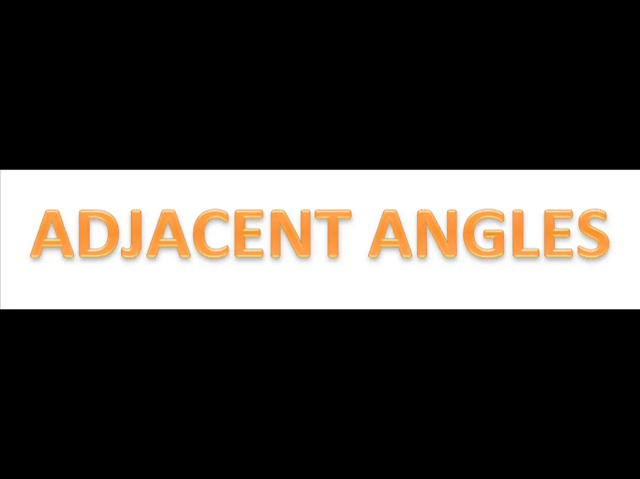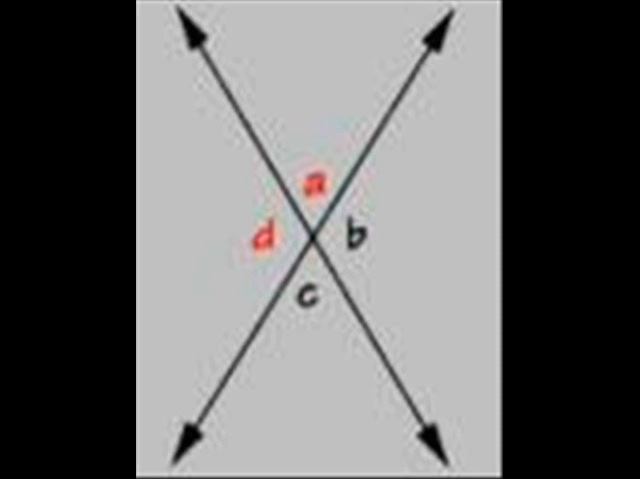The last angle that we are going to learn about today would have to be adjacent angles. Adjacent angles are two angles that have the same vertex and share a common side. Adjacent angles can also be considered complementary and supplementary because these angles share a common side and a vertex just like adjacent angles do.